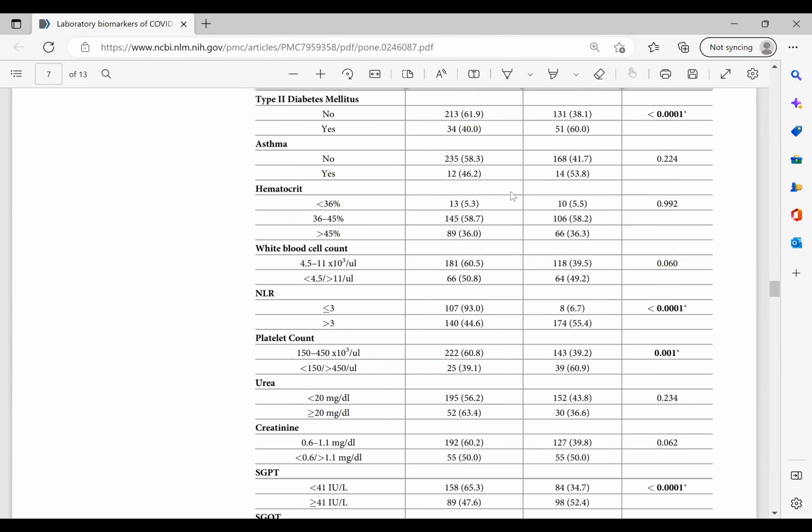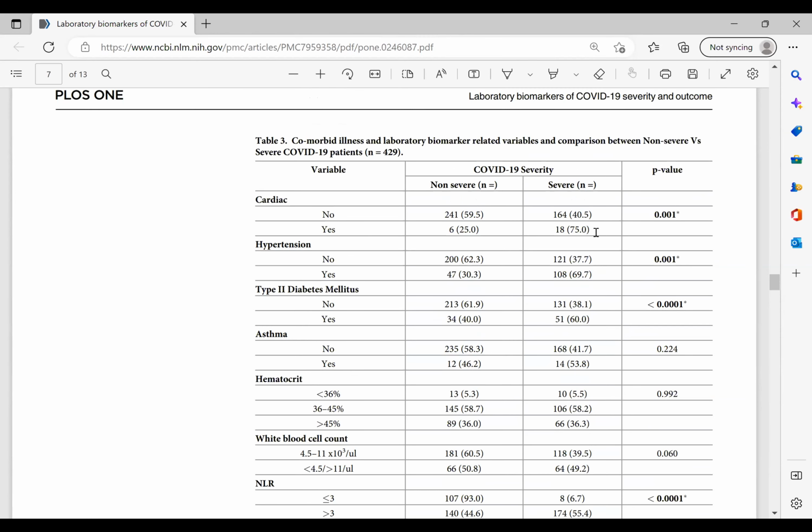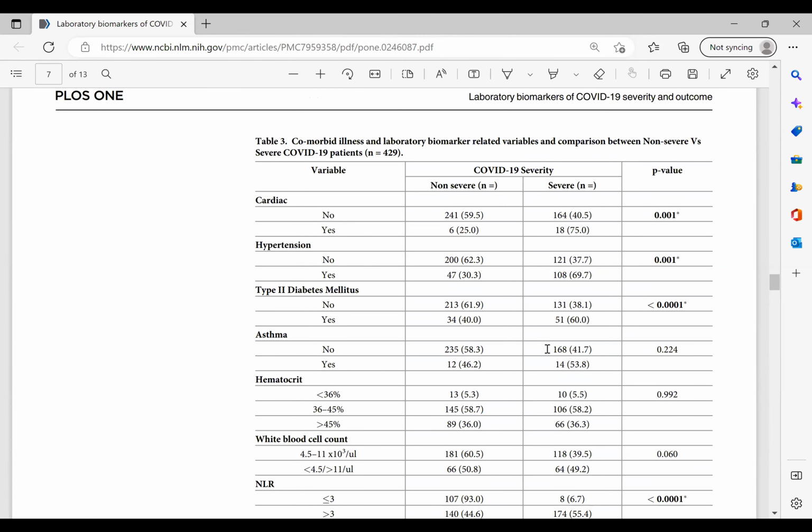So for example, here, this is a chi-square table, by the way. You can tell it's a chi-square table because we have 2 by 2 categorical variables with a p-value. And as you can see, the percentages are raw percentages. You can also refer to this, I'll give you another material. So you can see that among the no cardiac cases, most of them are non-severe cases, and among patients with cardiac disease, most of them had severe disease.